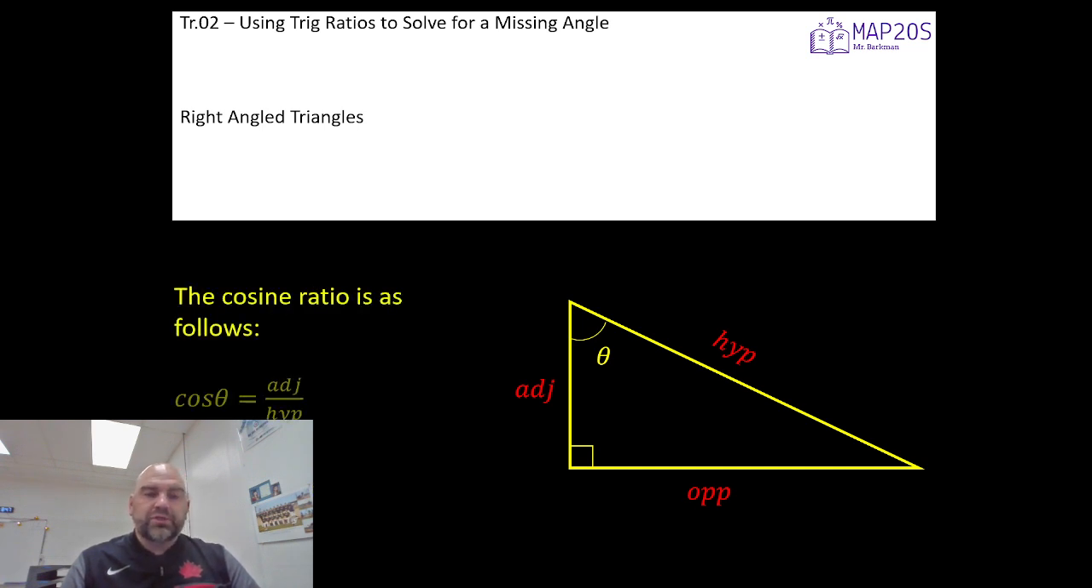All right, the cosine ratio looks like this here. Cosine of theta is equal to adjacent over hypotenuse, and we can use inverse cos as well to determine what the value is of that angle if we're trying to find that.